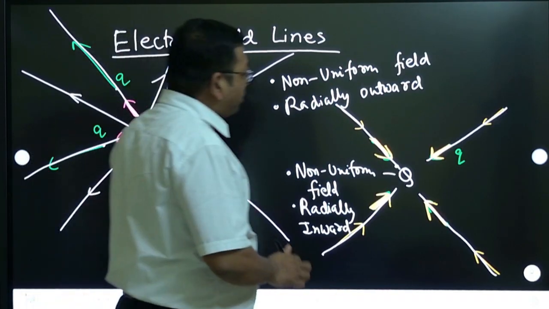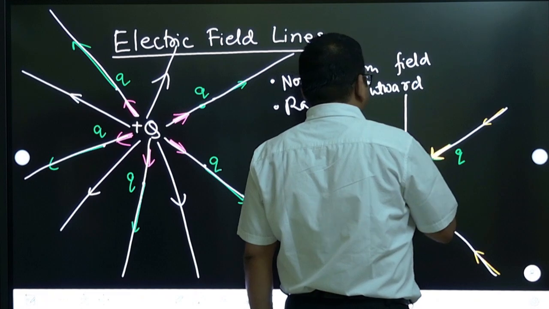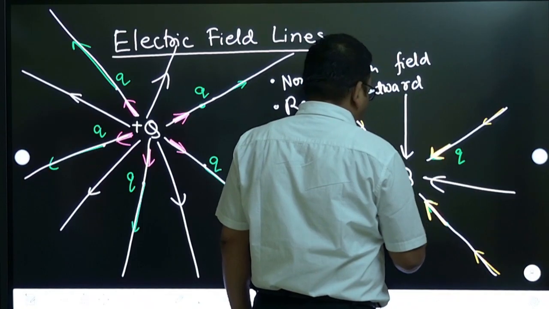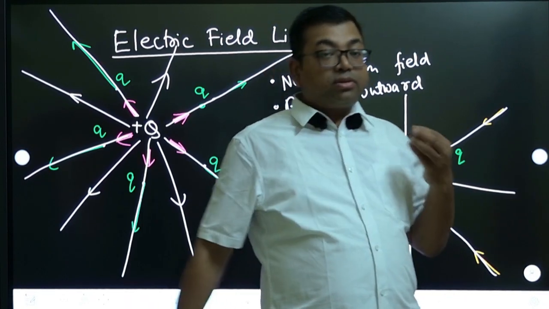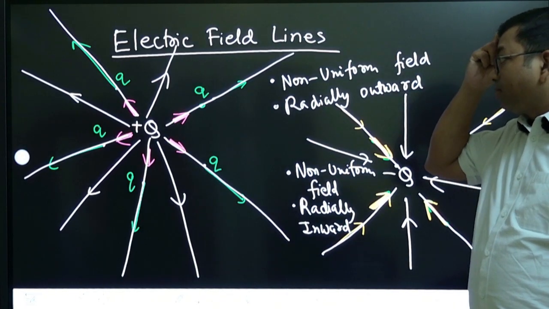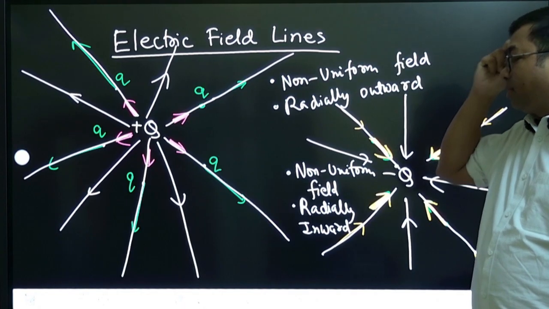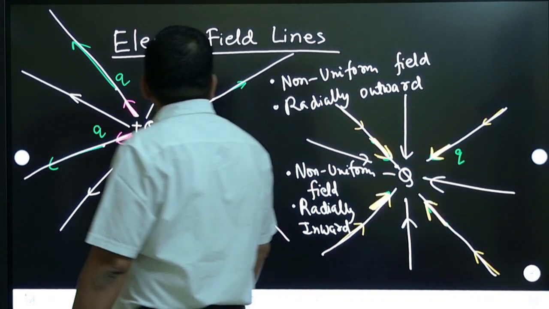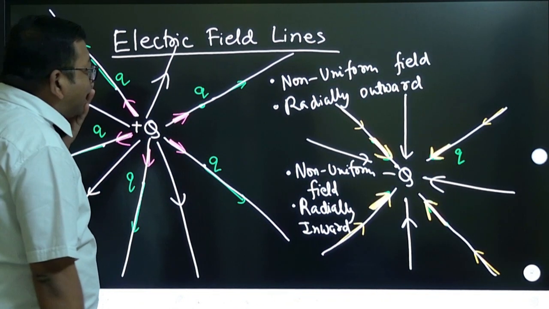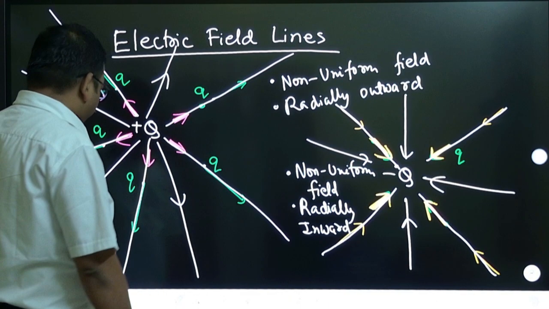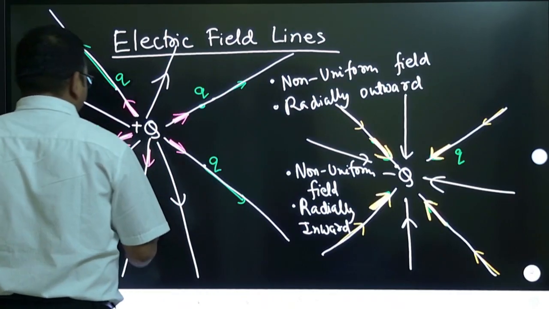So like this we can understand. This is about the field due to a point charge, and that also an isolated, single point charge. So we can understand about electric field lines. Right, then let us move to the next. Some properties of field lines we can try to write. What are some of the properties of field lines? Let us write some properties.